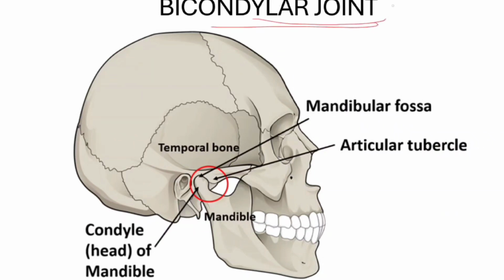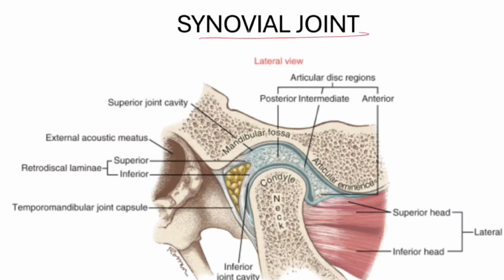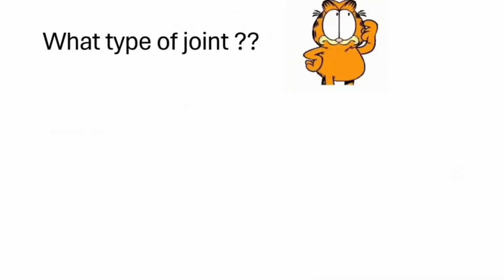What is a bicondylar joint? As we know, the head of the mandible is also known as the condylar process. So the temporomandibular joint is a paired joint. So on both sides it has condyles. Both condyles articulate with the mandibular fossa. So it is called a bicondylar joint. And synovial joint: why is it called a synovial joint? The joint cavity is filled with synovial fluid and so it is called a synovial joint.